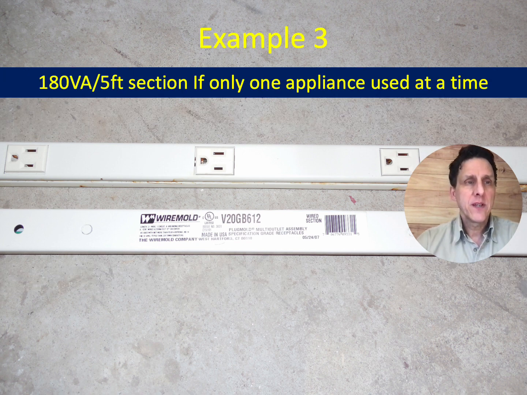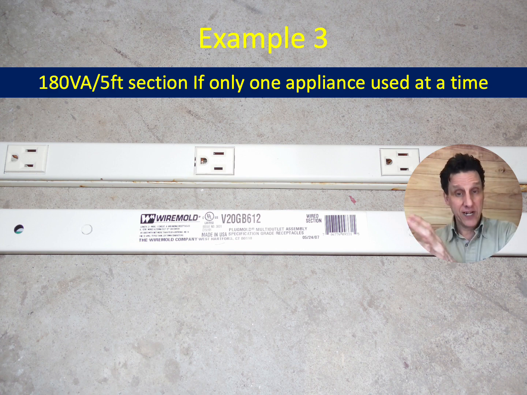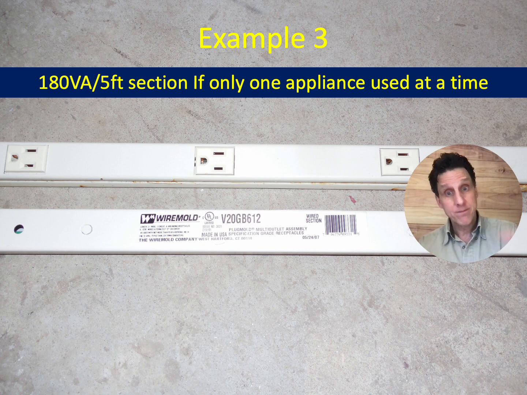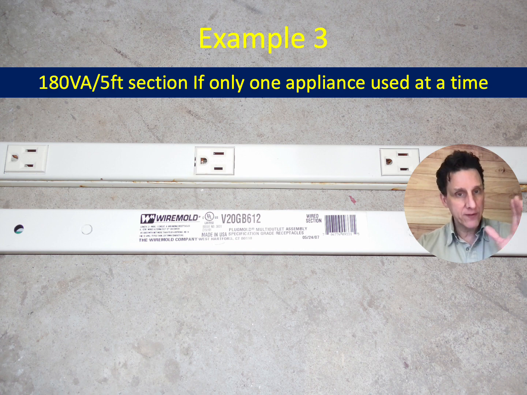This is example 3. Now we're going to say only one appliance is used at a time. All right, so now it's 180 volt amps for every 5 feet or fraction thereof. And again, it's any fraction thereof. So if it's 5 feet, 1 inch, that's 180 volt amps for the first 5 feet and 180 volt amps for the next 1 inch. Because that's what it says. It doesn't have to be a major fraction of 5 feet. Just any fraction of 5 feet counts as another 180 volt amps. Pretty straightforward, as long as you know that, right?